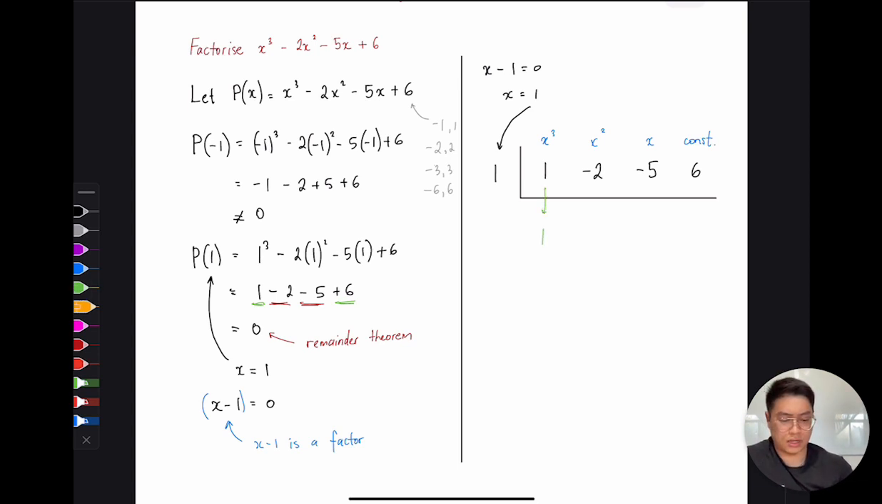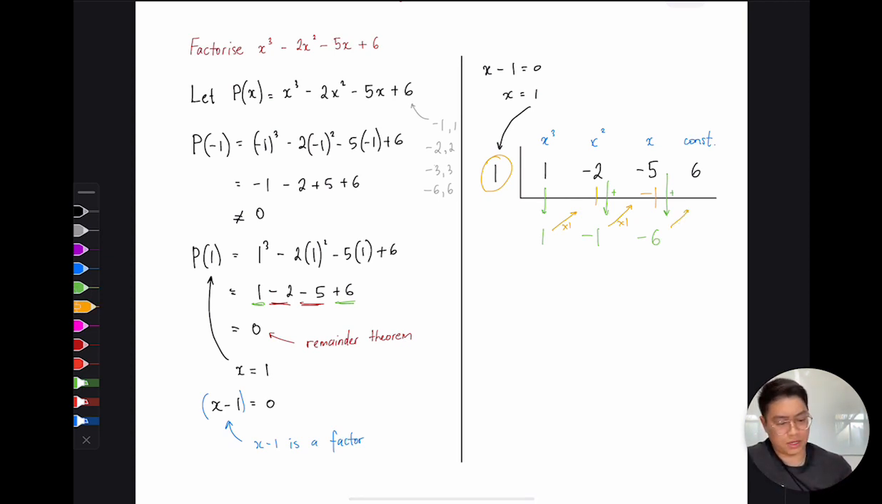And in order to get your next section, you multiply by the divisor here. So multiply by 1. You end up getting 1 times 1 is 1. And then you add vertically to obtain the next quotient. So -2 plus 1 is -1. Multiply diagonally by our divisor, which is 1. -1 times 1 is -1. Continue the algorithm, add. Our next quotient here is -5 plus -1, which is -6.